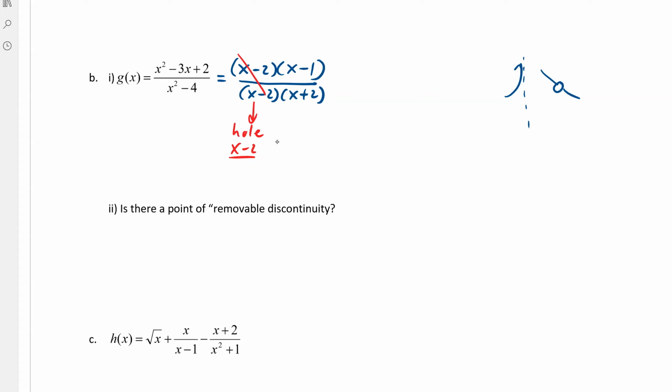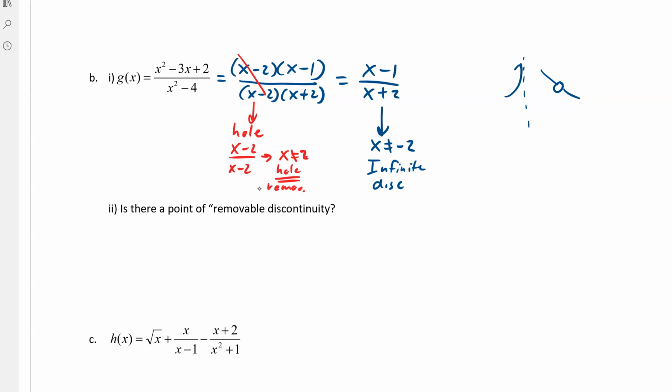So we get x minus 2 over x minus 2. This means that we have a point of discontinuity at x equals 2. X cannot be 2 because if you plugged in 2, you'd get 0. And this is a hole, so we don't want to forget that. This is a removable discontinuity. Whatever's left is our rational expression that we're going to be graphing, and so that is where your vertical asymptotes occur. So x cannot be negative 2 either, and this is an infinite discontinuity.